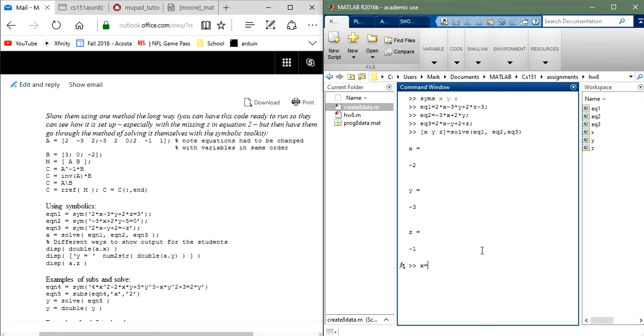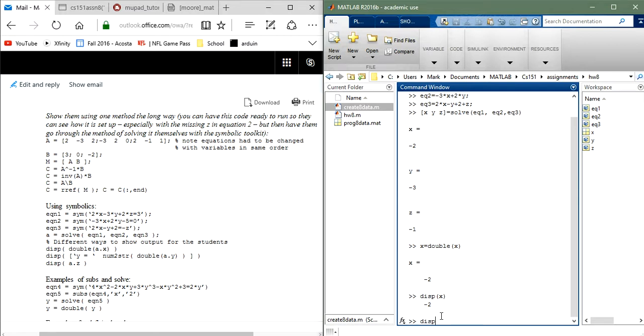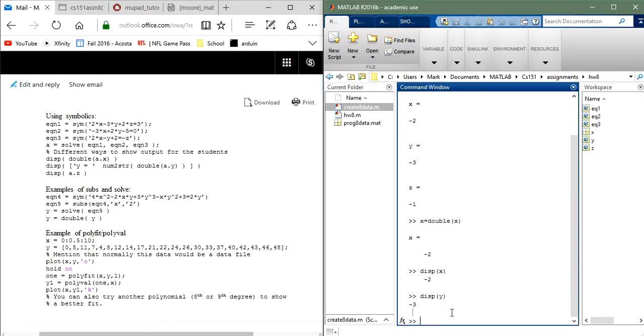It's important to note that we can make all of these a double. So over here you see it's a symbolic. This is the sign for symbolic. We switch it, now it's back into a double. Do the same thing for Y and Z. We can display them the same way. If I want to say display X, I can do the same thing with Y, even though Y isn't symbolic. There's no difference. Let's talk about subs.